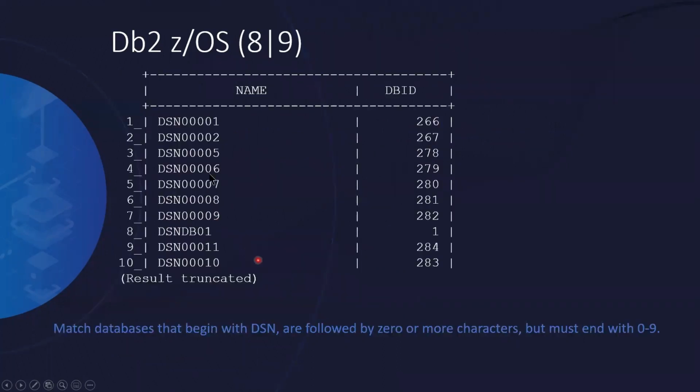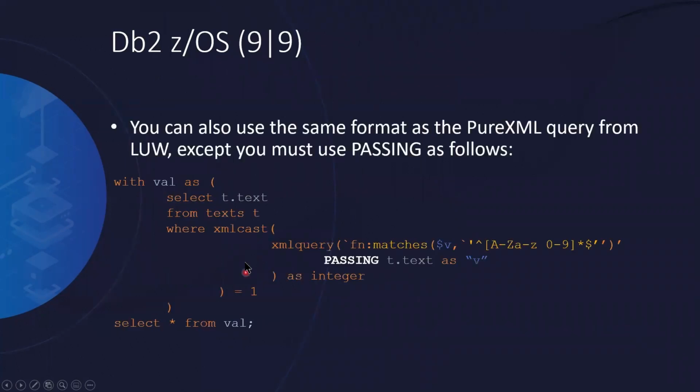But here's the result. Databases that begin with DSN followed by 0 or more characters. So here I've got DSN DB, so it's a character, but 0000 are also characters, but it must end with a 0 to 9. So here we've got 1, 2, 3, 4, 5, 6, 7, 8, 9, 1, 1, and a 0. Fine.